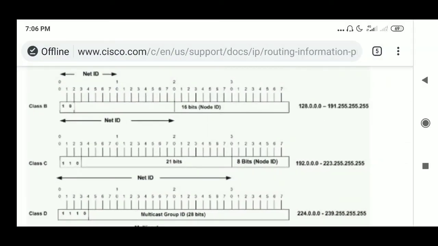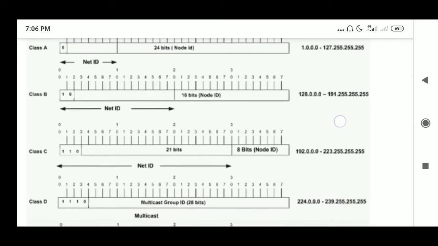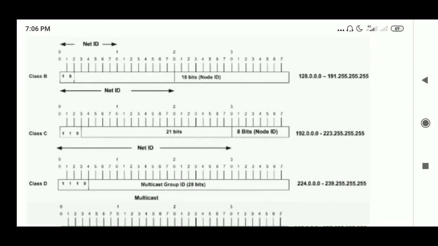Now the same thing is for class B addresses. It can have 16 bits for the host IP addresses. That means 2 raised to power 16 addresses minus 2 addresses can be used for the host IPs, and the first 2 octets, having the most significant bits set to 1 and 0, can be used for the network IP addresses.